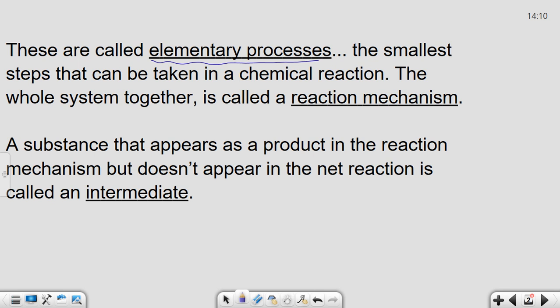Now, all those steps together we call a reaction mechanism. The mechanism by which the reaction happens. What are the steps in making these things work together? So that N2O2, that substance that appears as a product in the reaction mechanism, but doesn't show up in the actual net reaction, we call that an intermediate. So it's part of the reaction mechanism, it's part of how the chemistry happens, but it's not part of the equation. It's just an in-between. We call those intermediates.